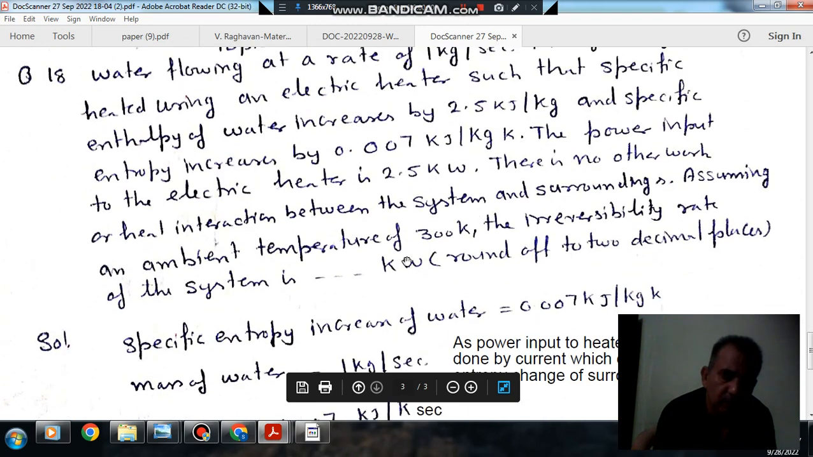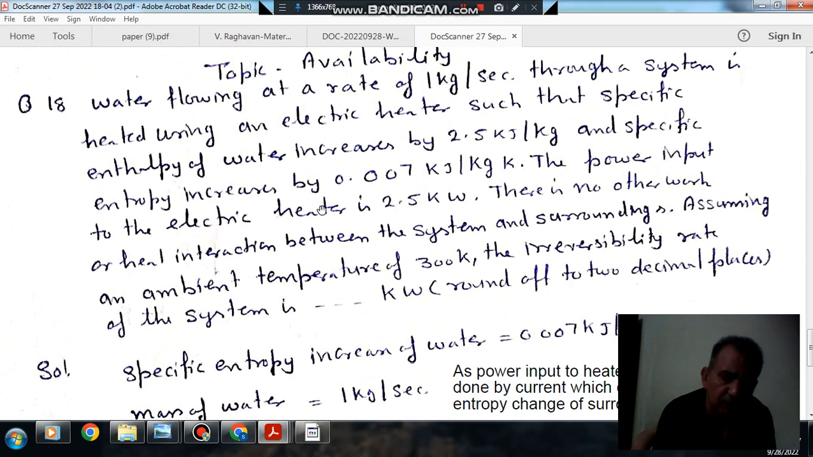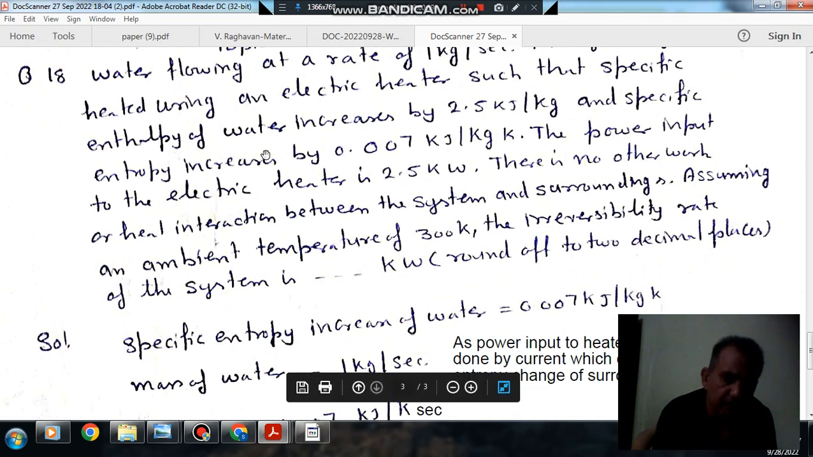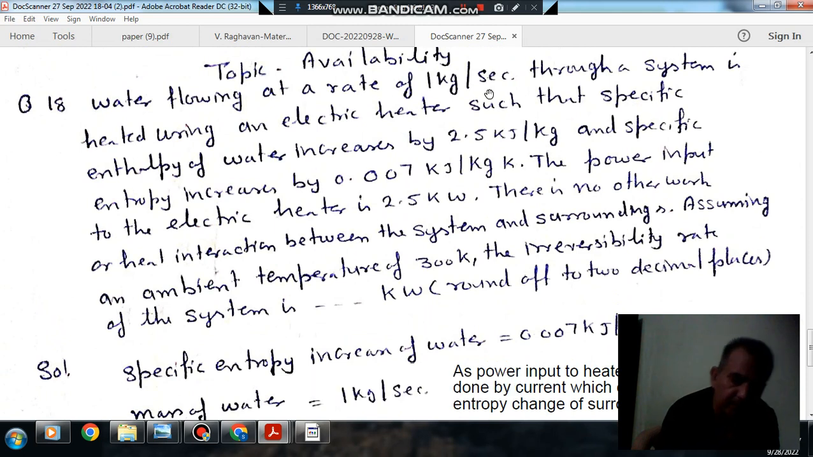Okay. So here the specific entropy increase of water is given as 0.007 kilojoule per kilogram per Kelvin. And mass flow rate of water is given as 1 kilogram per second.